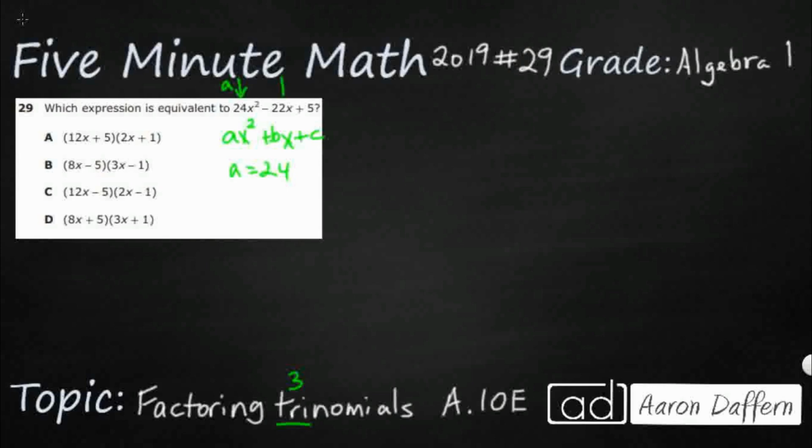And I've got my b. It is going to be a negative. The fact that it's negative is important, so we're going to capture that. And then my c is just going to be a constant at the end, equals 5.